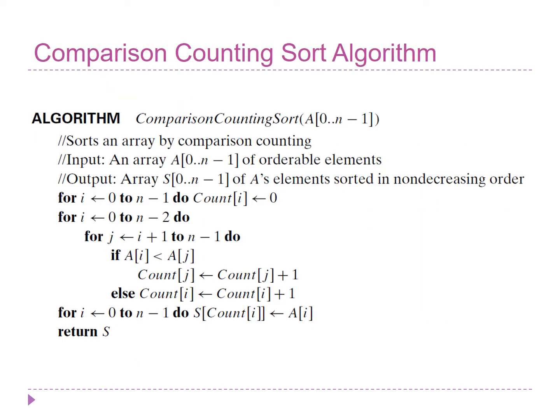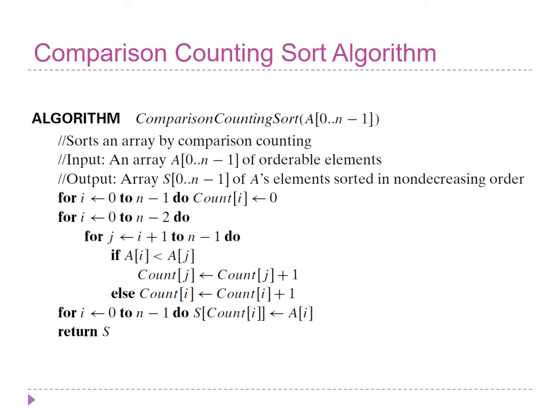Comparison counting sort algorithm. The algorithm receives an array of orderable elements as input. The output of the algorithm is an array of sorted elements in non-decreasing order. As per the working mechanism of the comparison counting sort, the count array is initialized to 0.